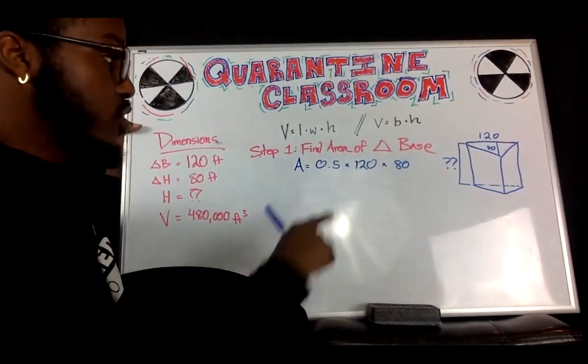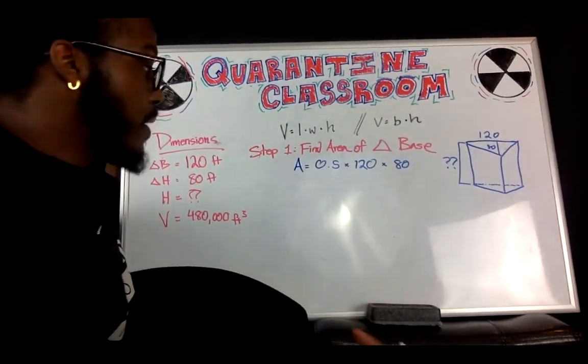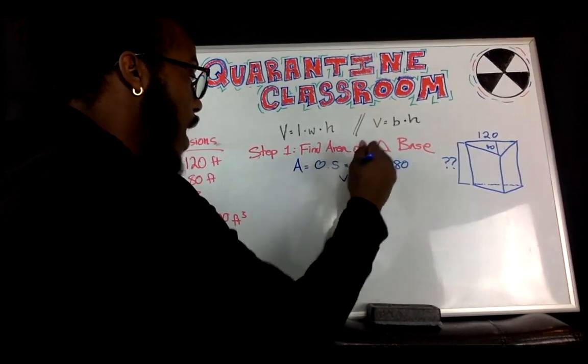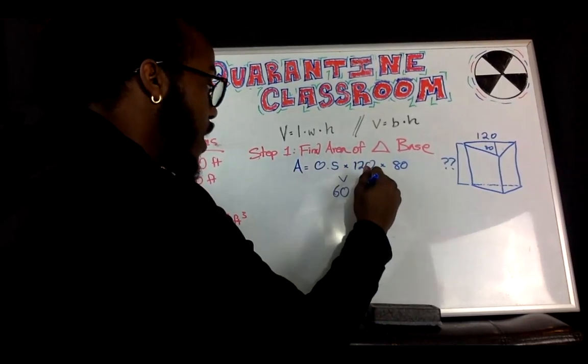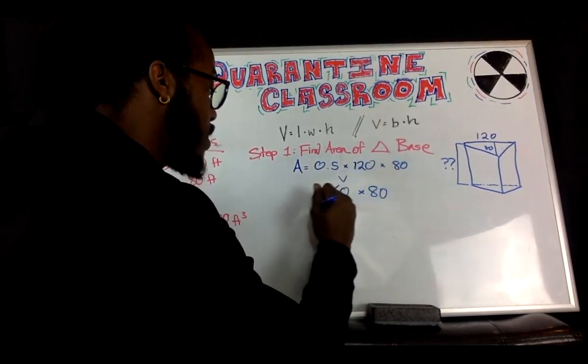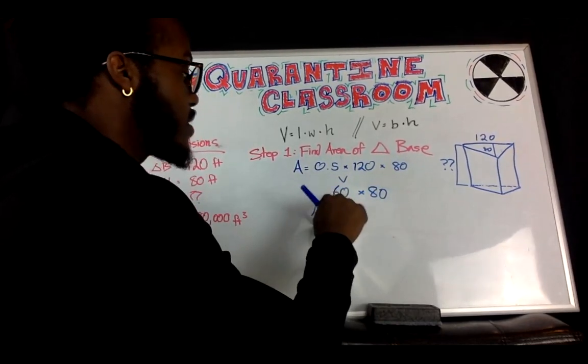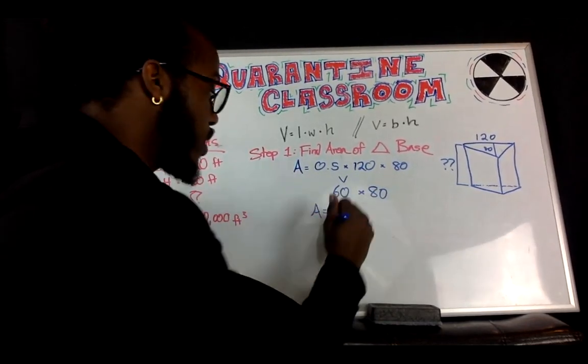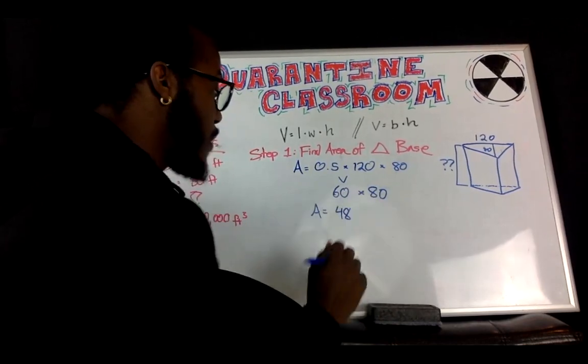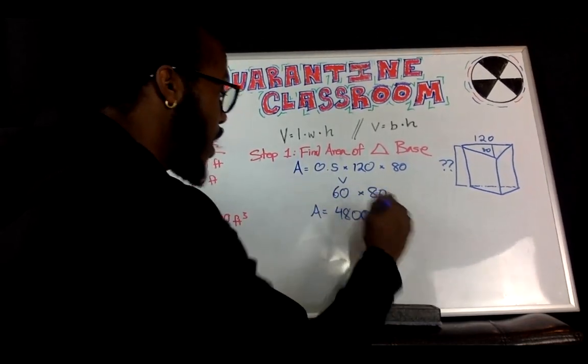What makes the most sense is to just do half of 120 so that we have a smaller number to multiply with. Half of 120 is 60. And now I'm multiplying that times 80. My area is going to be 60 times 80. 6 times 8 is 48. So 60 times 80 is going to be 4,800.